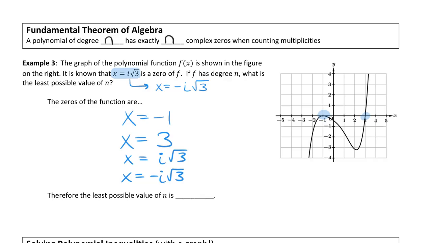4. It's very tempting to say that 4 is the least possible degree of this polynomial, but that's wrong because we have to count multiplicities. If we remember to look at the graph, at x equal to negative 1, does it bounce or does it pass through? It bounces, and at 3 it passes through. We know that the 0 at negative 1 has to be at least an even number. What's the smallest even number you can think of?